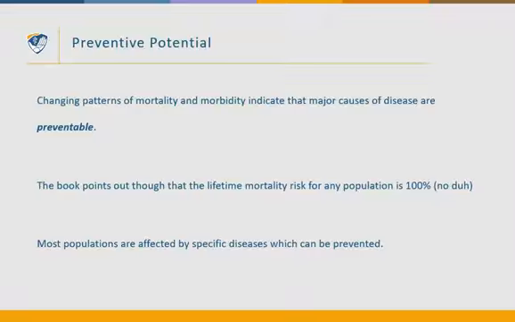So changing patterns of mortality and morbidity indicate that major causes of disease are preventable. Now, your textbook points out that the lifetime mortality risk for any population is 100%. Kind of a no-duh statement there. Most populations are affected by specific diseases which can be prevented. So, the goal being to identify things that cause disease, to try to reduce the risk of developing that disease, and to hopefully have as healthy of a life as possible.